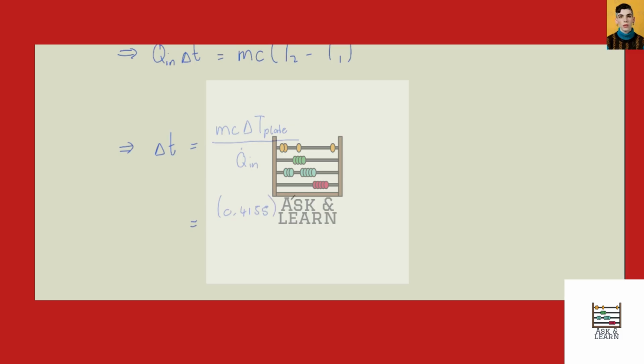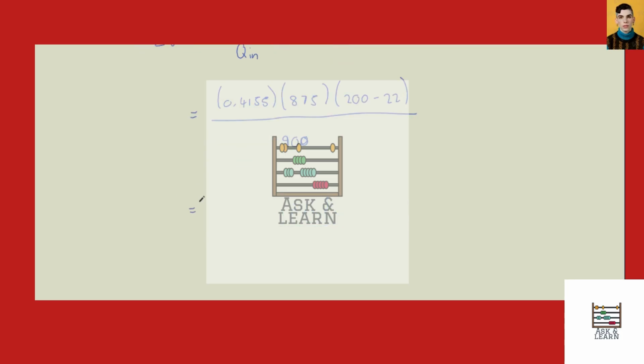0.4155, and that's kg. We'll suppress the units. The specific heat for this alloy is 875 joules per kg degrees Celsius, and delta T is 200 minus 22 degrees Celsius. This is all divided by the rate at which energy reaches the base plate, which is 900 watts or 900 joules per second. And so we get the time: the minimum time for the plate to reach the temperature of 200 degrees Celsius is 71.9 seconds.